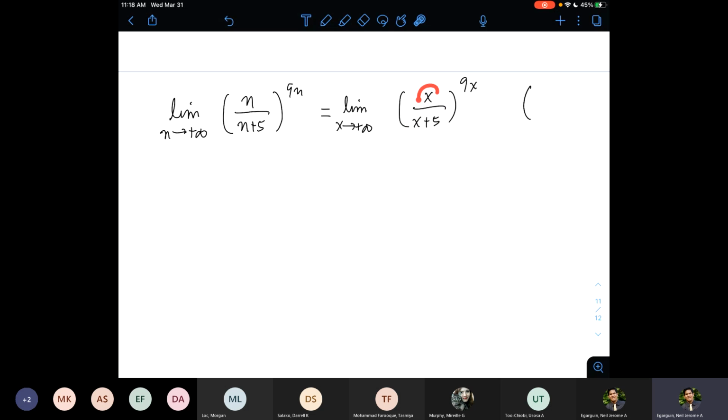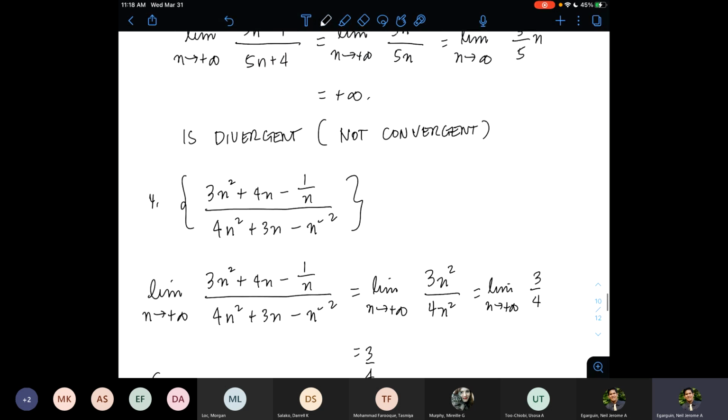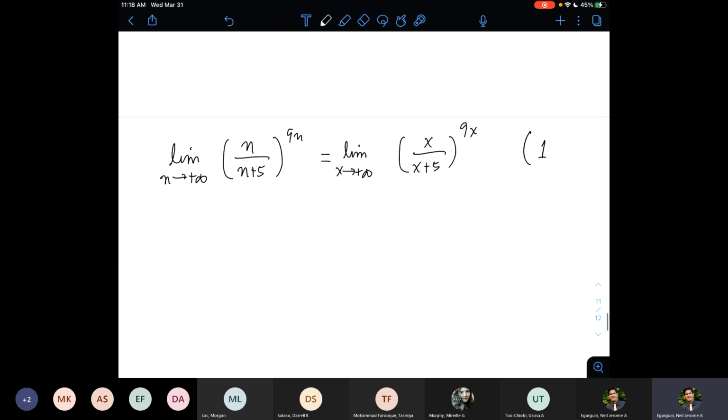Remember, if your numerator and denominator have the same degree, so this is degree 1, this is degree 1, the limit as x approaches infinity would be equal to 1, just the ratio of the coefficients. So x here has coefficient 1, x here has coefficient 1, so the limit is 1. So the base goes to 1 when x goes to infinity. All right. And I guess we have a similar example before that did that. So we know that, okay, n over n plus 5 will converge to 1, right?